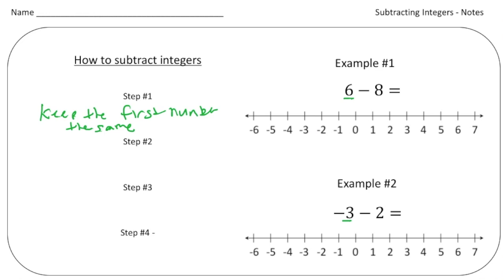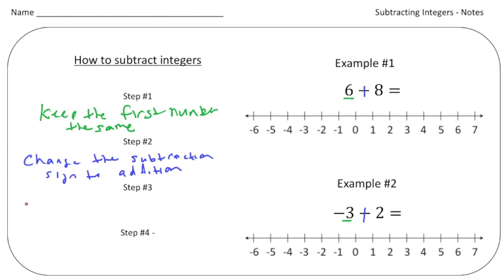Step number 2, let me use a different color here. Step 2, you change the subtraction sign to addition. So we're going to change the subtraction sign to addition. I'm going to make the subtraction sign now a plus, and then make this one down here also a plus.